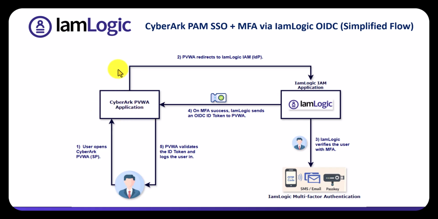PVWA redirects the user to IamLogic IAM to sign in. IamLogic verifies the user identity with multi-factor authentication, such as Google Authenticator, SMS email OTP, or a passkey. After successful MFA verification, IamLogic redirects the user back to PVWA with an OIDC ID token. CyberArk PVWA validates the ID token and logs the user in securely.